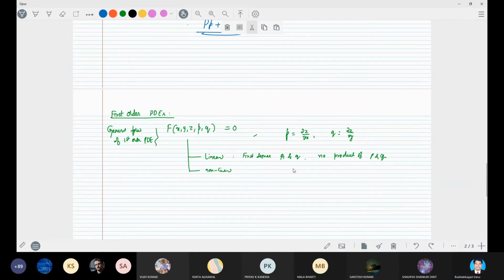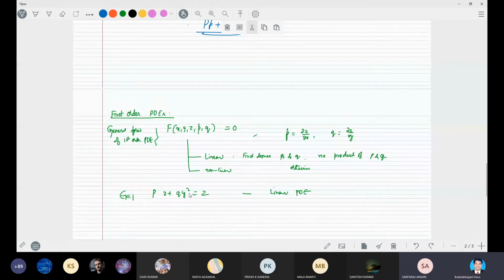Otherwise, the degree of p and q may be more than 1. P square, Q square, or PQ may be involved. I'm giving you just a simple example. Example 1: Px plus Q into y square is equal to z. Is it linear or non-linear? Linear.